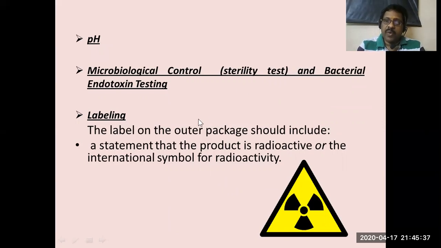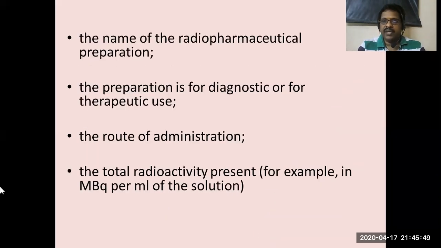And then how to label the product. The label of the outer package should include a statement that the product is radioactive and or the international symbol of radioactivity. This symbol should be there on the label, so that it indicates this is a radioactive isotope containing product. The name of the radiopharmaceutical preparation should be clearly written on the label, and whether the preparation is for diagnostic purpose or for therapeutic purpose should be mentioned.